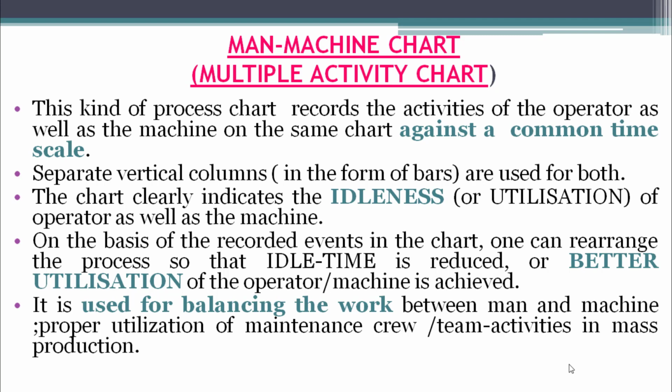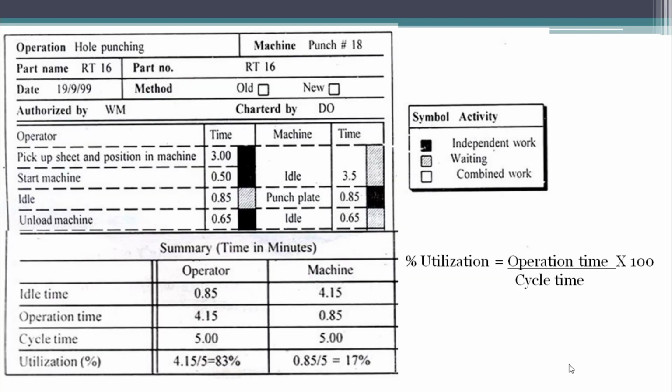So here I have taken one example of a man and machine chart. On the right side we have recorded all the activities performed by the machine, and on the left side we have recorded all the activities done by the operator. The operation is hole punching on a metal sheet. The worker first picks up the sheet, then positions it in the machine and then starts the machine. At the time of positioning and starting, the machine is idle, and it will take 3.5 minutes.